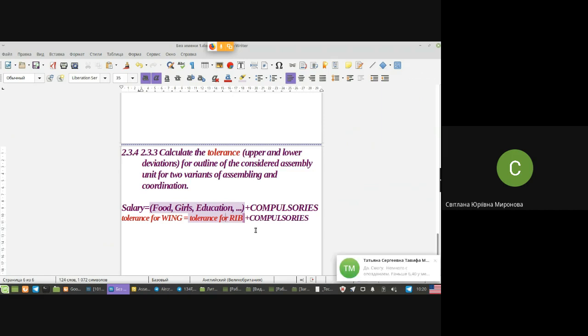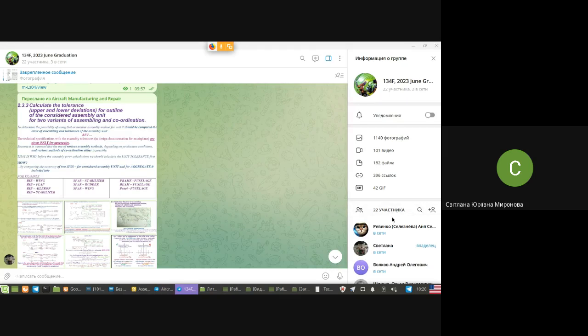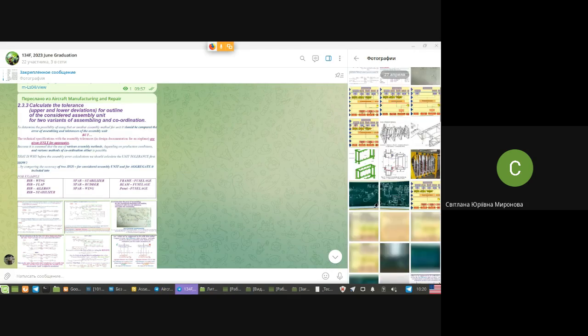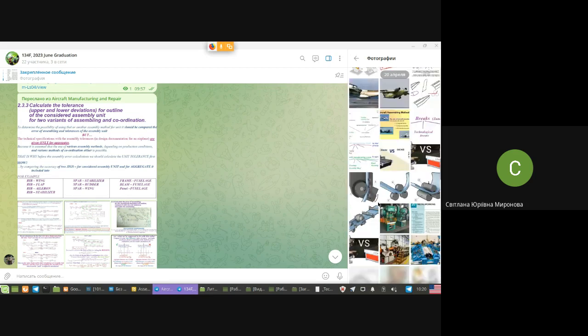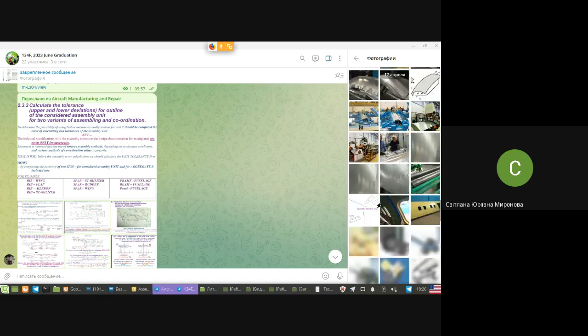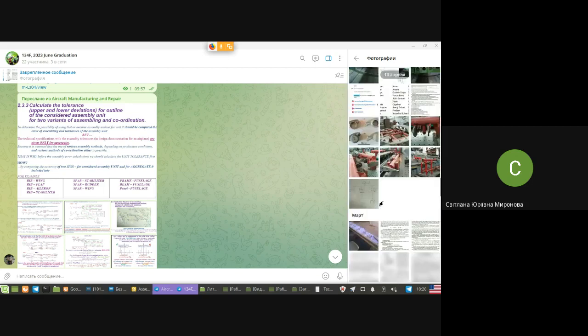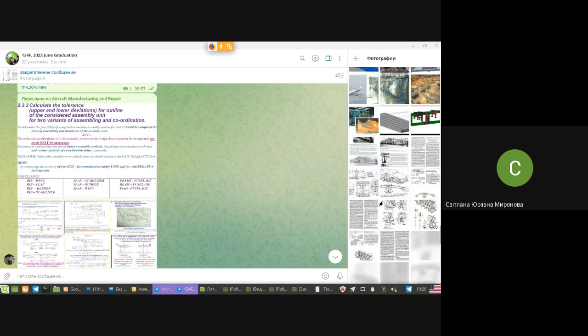But first you need to consider some compulsories. And what are these compulsories? Well, above all, it depends on assembly methods. Look, the tolerance anyway depends on assembly methods. I do not remember how far it is now from the place where we are, but when we studied assembly methods together with you, you have seen such slides.